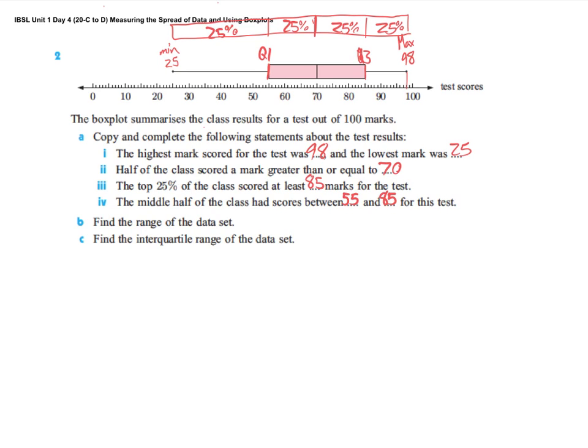Can you explain 3, please? The top 25%. How do you know it's 85? The top 25% scored at least how much? If you look at your quartiles, the top 25% would be these guys right here, right? Well, that's our top whisker. Our top whisker starts at 85. So the top 25% are all at least that value. Thank you. Okay.